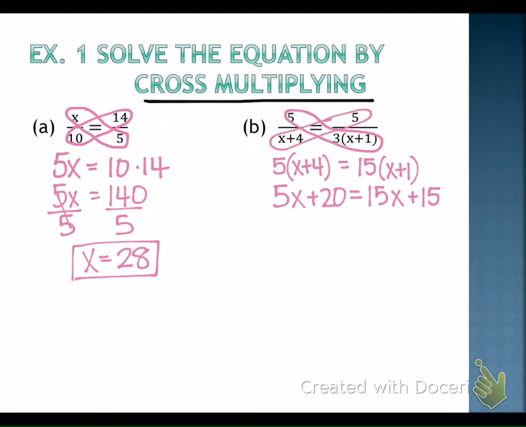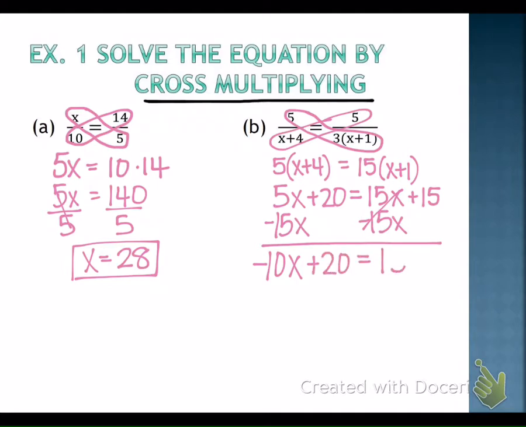To the left. So if we're going to do that, then Kayla, which one do we need to move? The 5x or the 15x, if we're trying to get the variable to the left? 15x. And how are we going to move it to the other side? We're going to subtract it. Awesome. So we're going to subtract 15x from its like term, which is 5x. So we cross that out. 5x minus 15x, negative 10x. Bring down plus 20 equals 15.